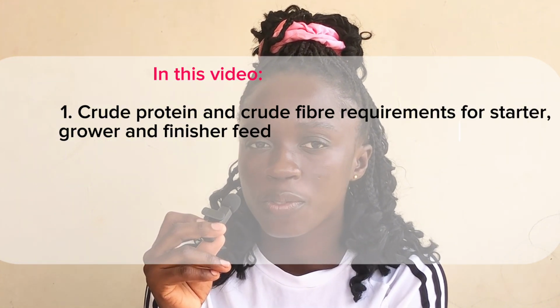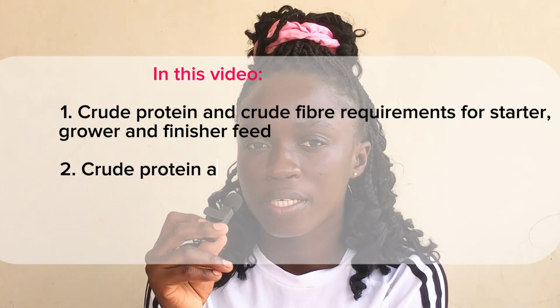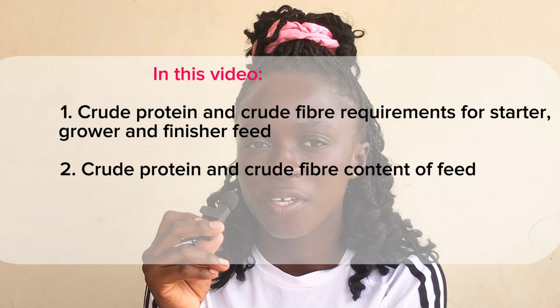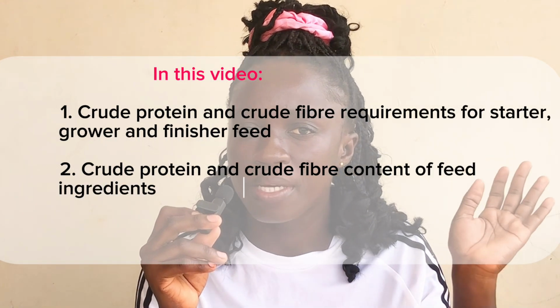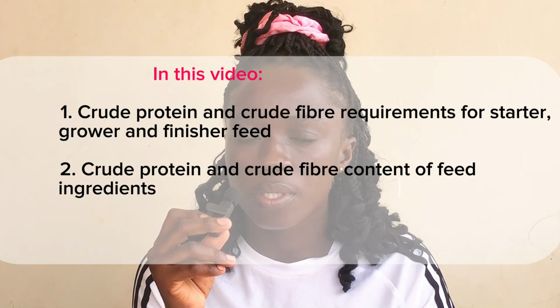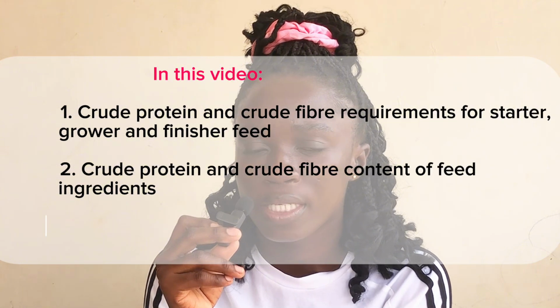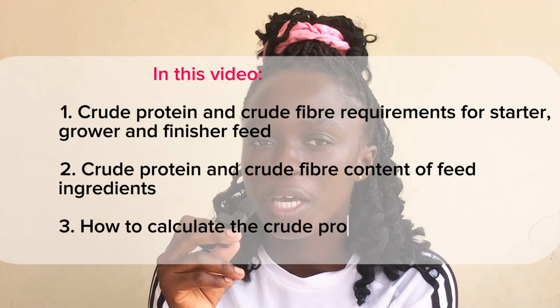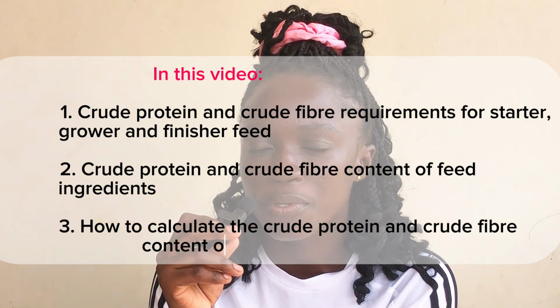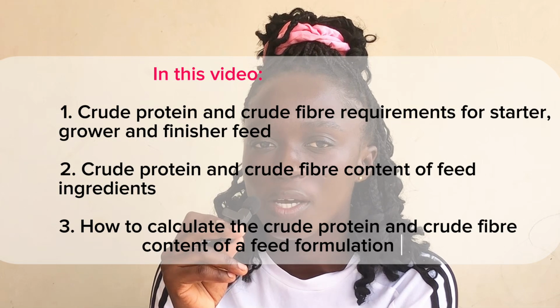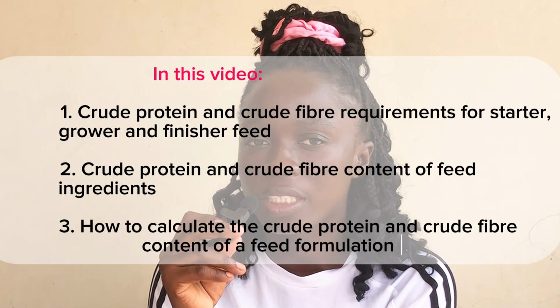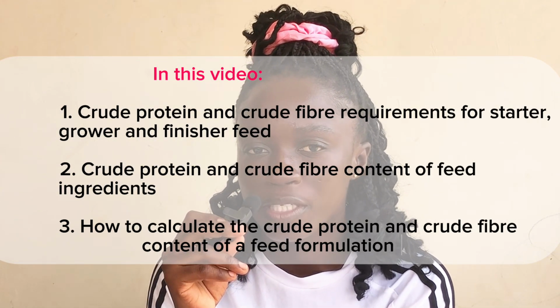And then you also know the crude protein and then the crude fiber content of the feed ingredients, all the ingredients, maize, soya beans. You'd know their crude protein and crude fiber content. And also you'll be able to calculate the crude protein and crude fiber content of any feed formulation at all by the end of this video. So let's get right into it.